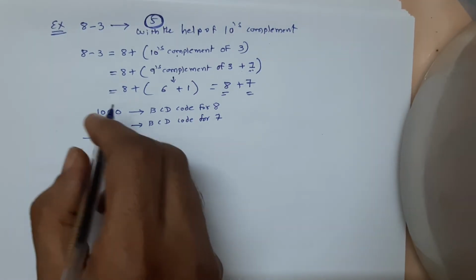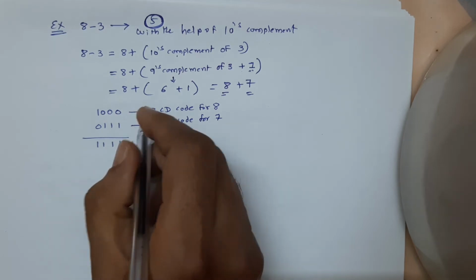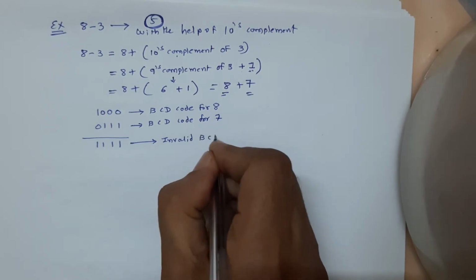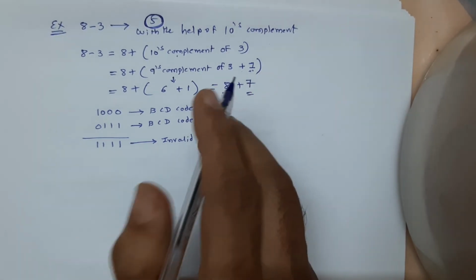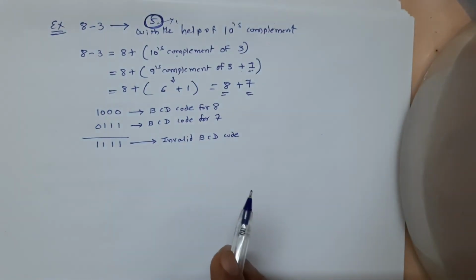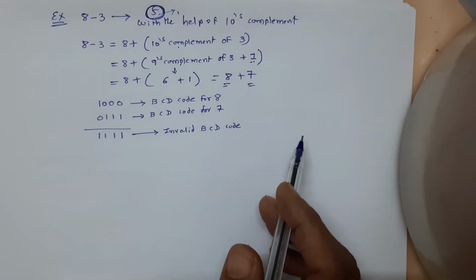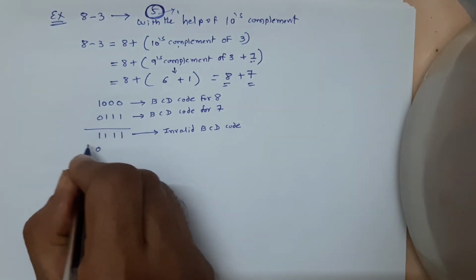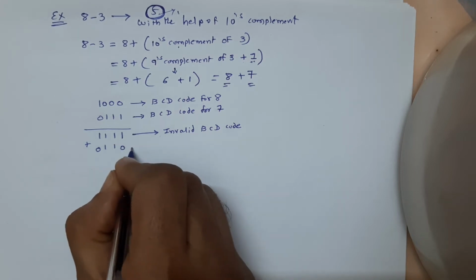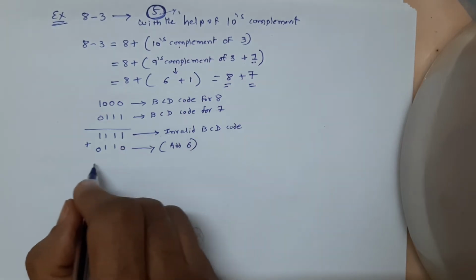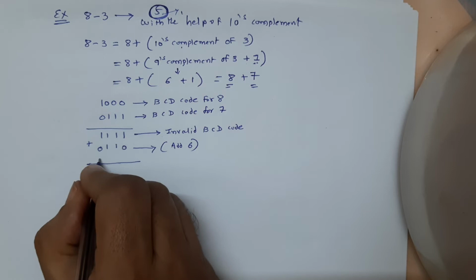So the final is your 1111. This is an invalid BCD code. Also, we know that 8 minus 3 is equal to 5. So this is our invalid code. Whenever we get an invalid code, then add 6. 6 means 0110. So add 6, 0110. This is our magic number. Add 6. So the final answer is, this is our carry.